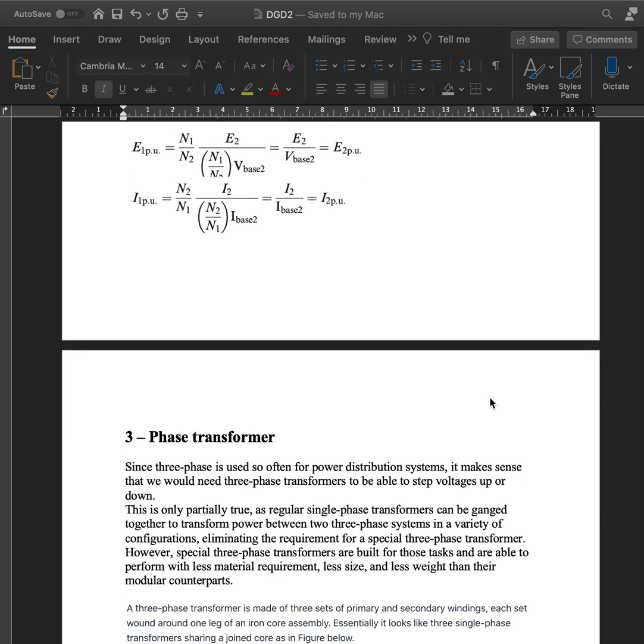Alright, three-phase transformers are mainly used in power distribution systems, as we need a three-phase transformer to be able to step down. This is partially true: regular single-phase transformers can be ganged together to perform what a three-phase transformer will do.